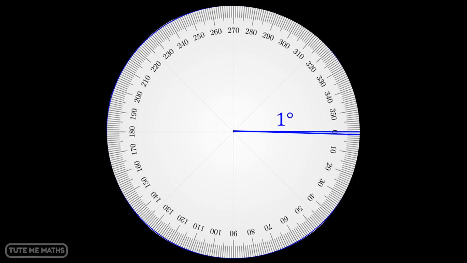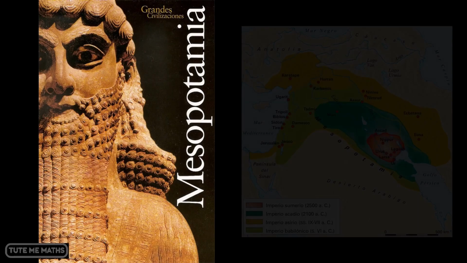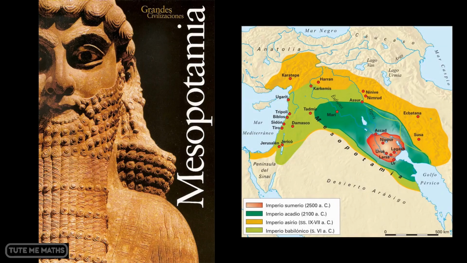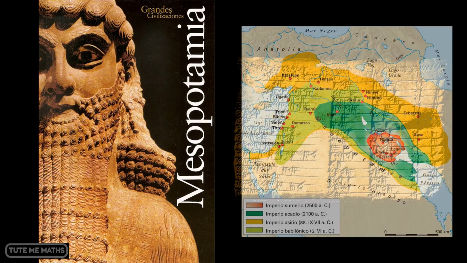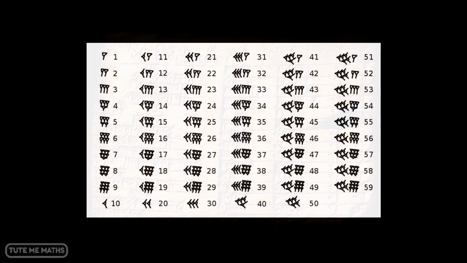So how was the degree developed? Where did it come from? And why was it decided that 360 of these should equal a full revolution? Evidence suggests that degrees came from Mesopotamia more than 3,000 years ago. The Sumerians had a base 60 number system, and this was passed on to the Babylonians.